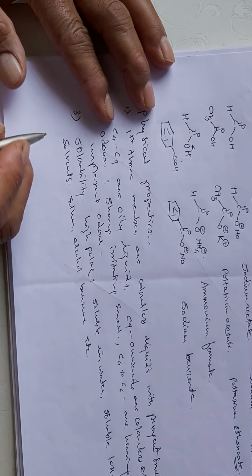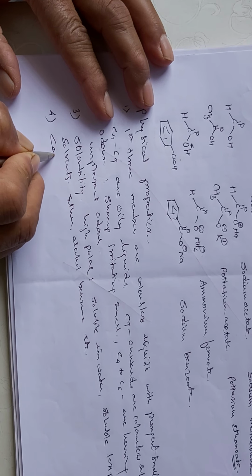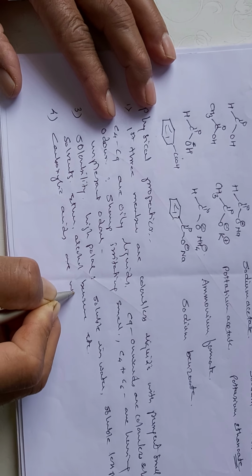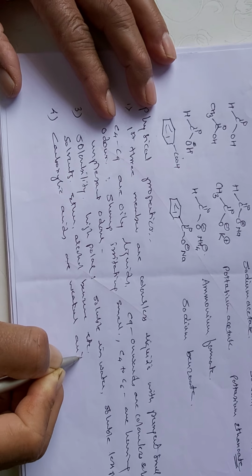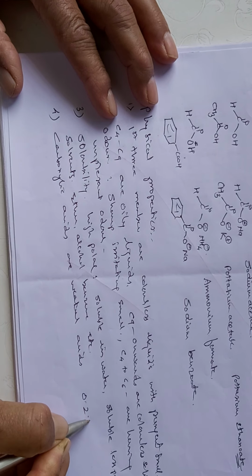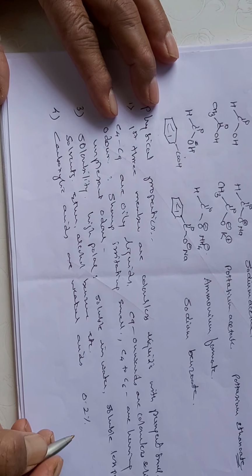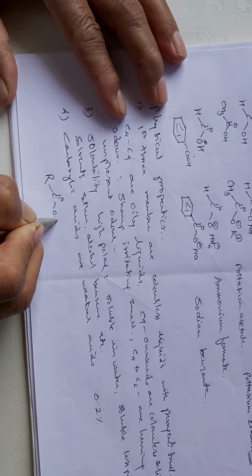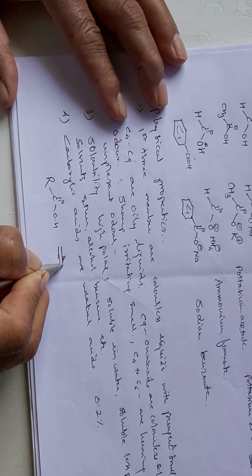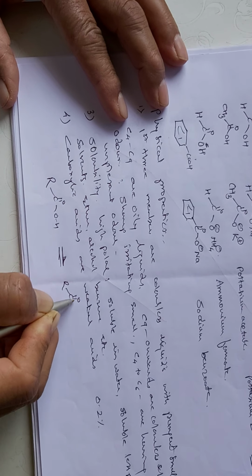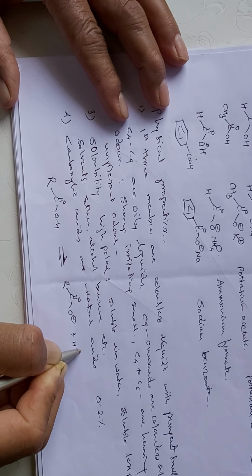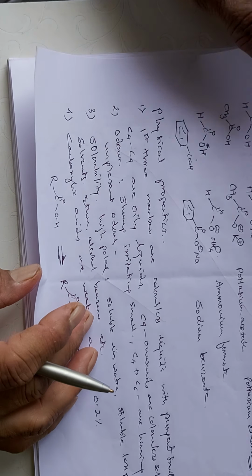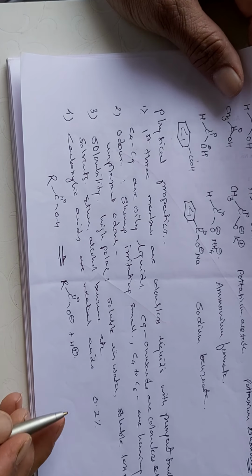Then these carboxylic acids are always weaker acids. They are weaker acids than mineral acids, and the rate of dissociation is just 0.2% in aqueous solution. When a carboxylic acid is dissolved in water, it always exists in equilibrium with its anionic form, that is, O minus plus H plus. And so they are weaker acids.